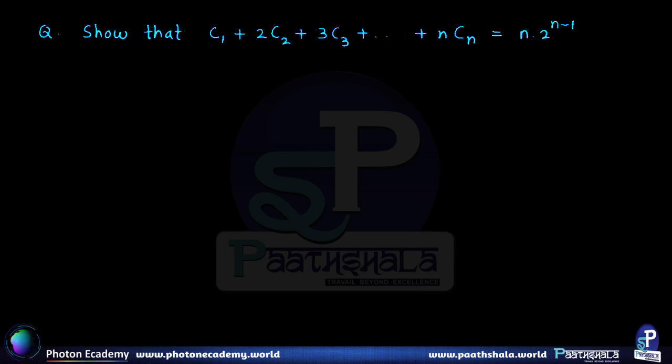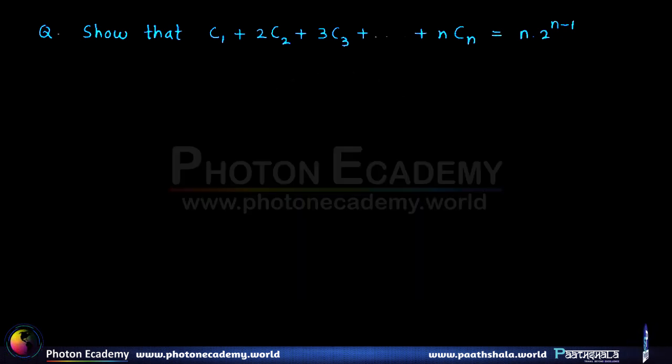Now let us solve some of the examples based on binomial coefficients. Now here is the first question. We have to show that C1 plus 2C2 plus 3C3 plus so on up to n Cn is equal to n into 2 raised to n minus 1.